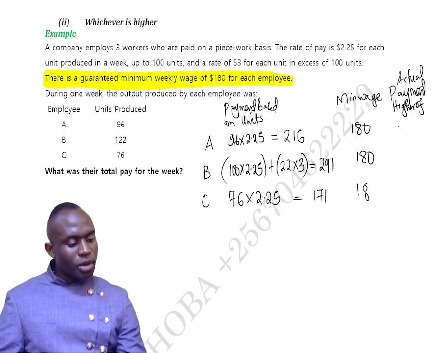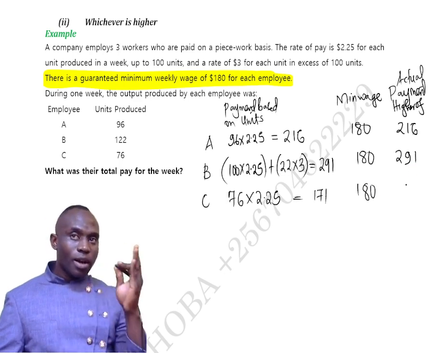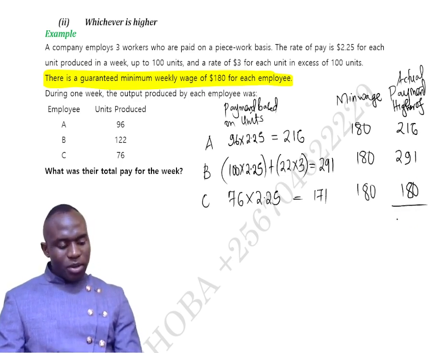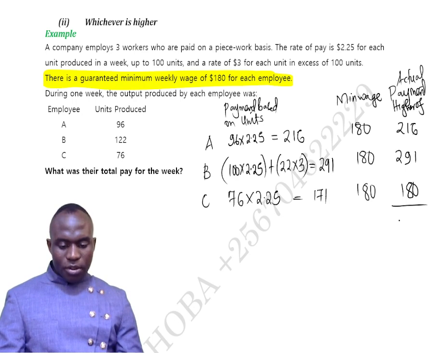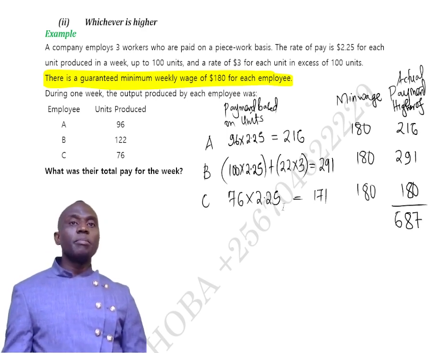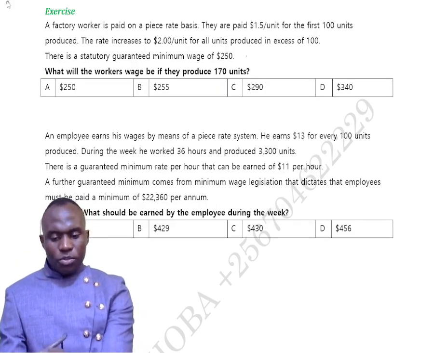So A is going to earn 216, B 291, and finally C is going to earn the higher, which is 180, because the policy is no one leaves the company with less than 180. So the total payment for all the 3 employees would be 687. So you should be able to differentiate between whichever is higher. And so we have these 2 questions to try out.